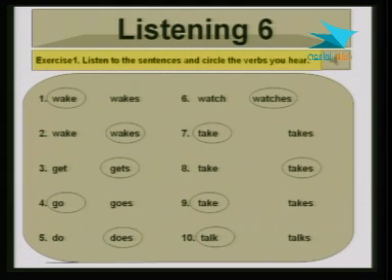And then take, of course, and then takes, right? Number 9 is take, and the last one is talk.